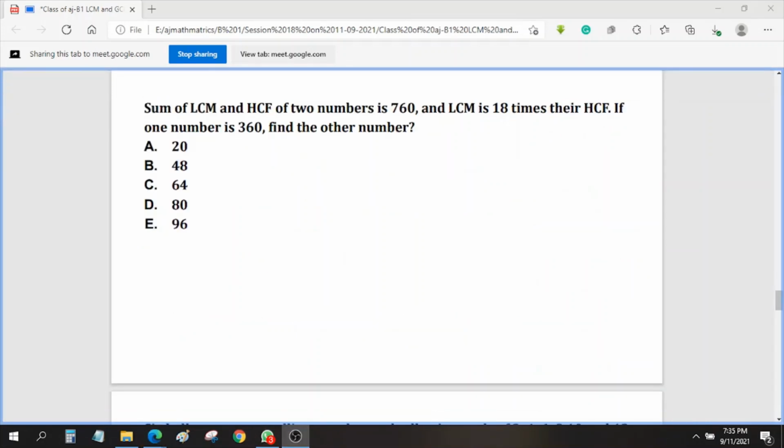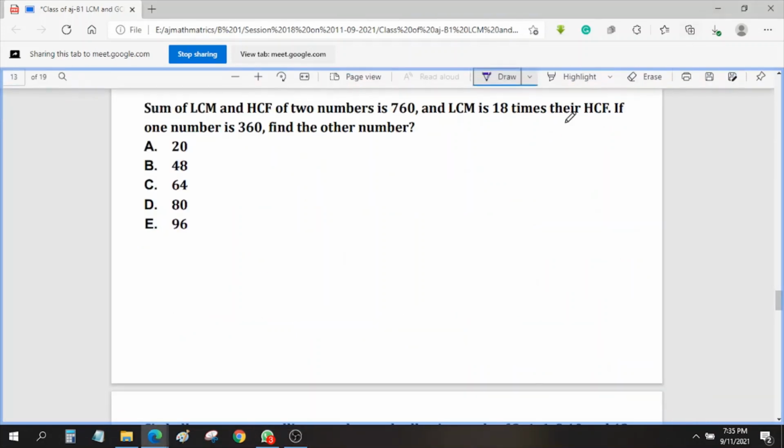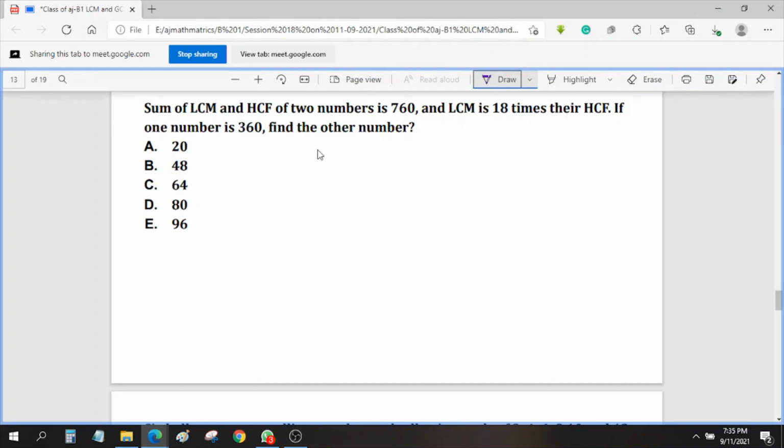Okay, so I am just assuming those two numbers. We need to find out the numbers. So let us assume the two numbers are A and B. Here A is given as 360. We need to find out B. That's the question. We need to find out the other number.